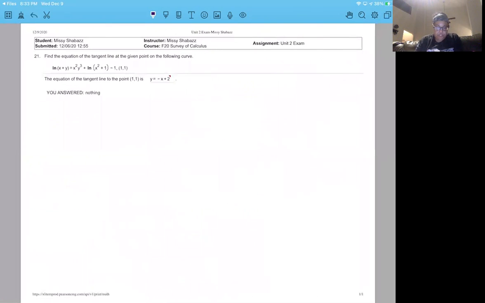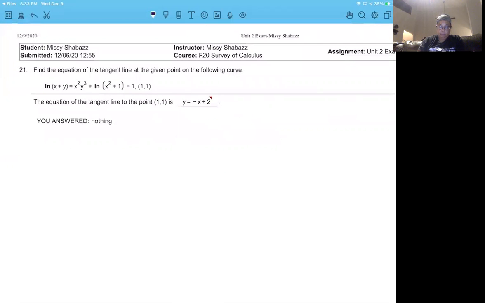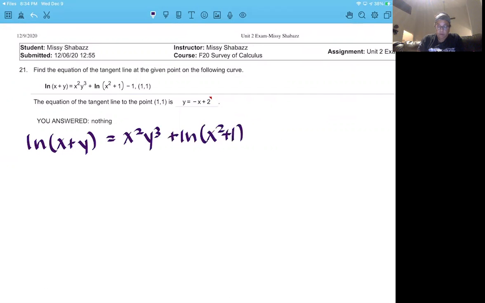All right, next question. Find the equation of the tangent line at the given point on the following curve. So here's my equation: natural log of (x plus y) equals x squared y cubed plus natural log of (x squared plus 1) minus 1, at the point (1, 1). Okay? So let's start by taking the derivative of the first term.